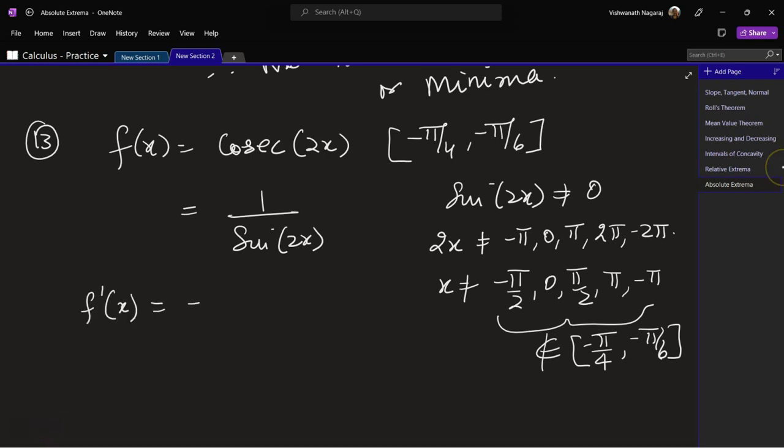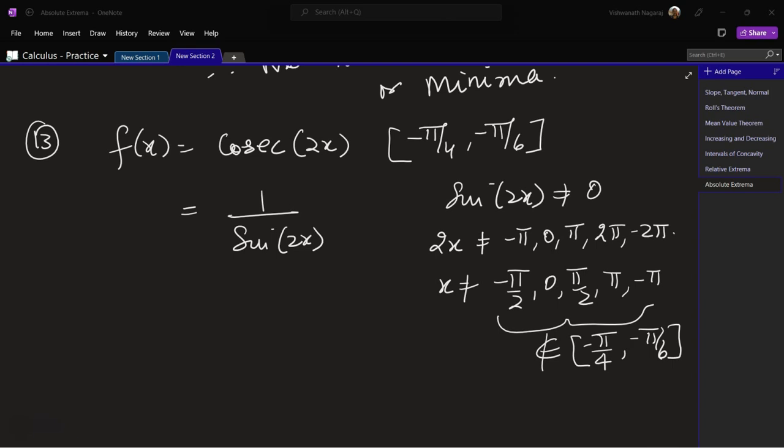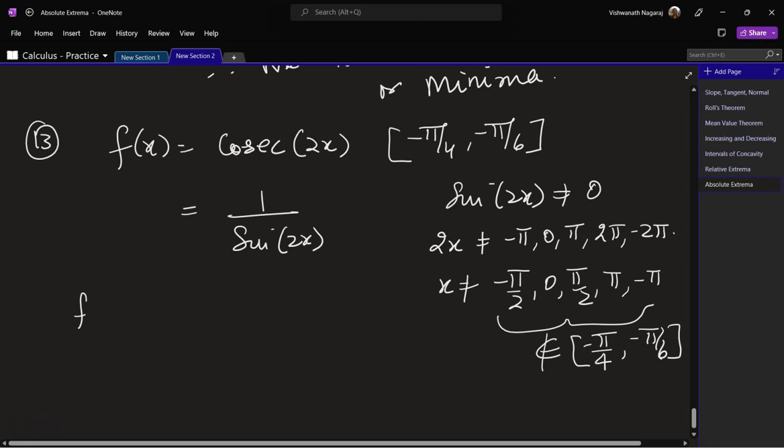Okay, so the derivative would be -2 cot 2x times cosec 2x, which can be written as -2 cos 2x/sin 2x times 1/sin 2x. None of the points at which the slope is 0 belongs to this interval. That means the end points themselves are the maxima and minima. So we can directly do substitution and figure out which is greater, which is smaller.